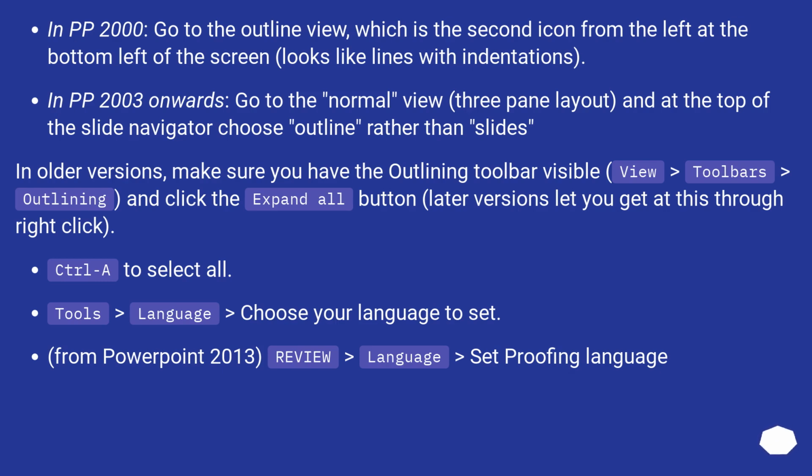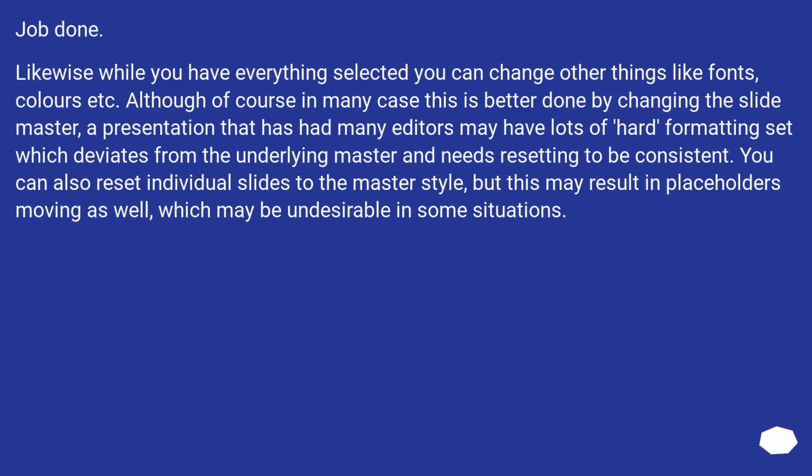Tools, Language, choose your language to set. From PowerPoint 2013, Review, Language, set proofing language. Job done. Likewise, while you have everything selected, you can change other things like fonts, colors, etc. Although of course in many cases this is better done by changing the slide master.